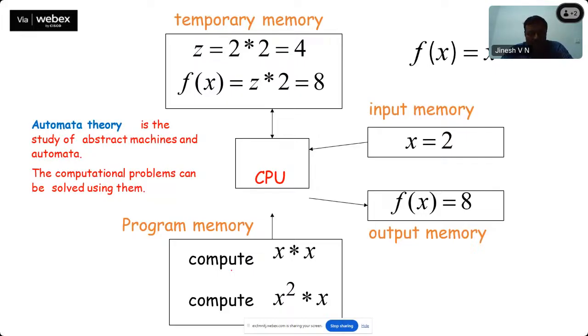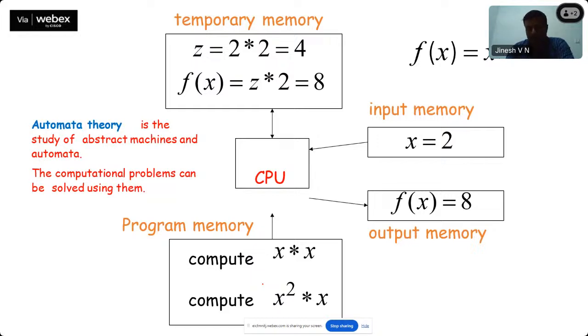Down below we can see the program memory. There we have the program. Normally, whenever we type a C program and save it as a file, that file is compiled and we get an exe file. In the exe file, we have a set of instructions to be done by the computer to get a specific, predefined task. So that is in the program memory.